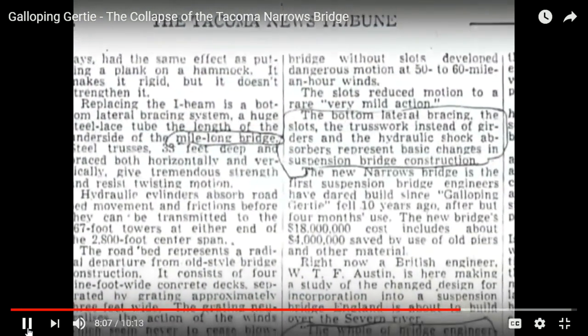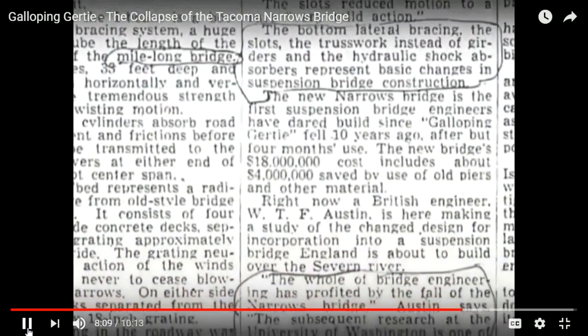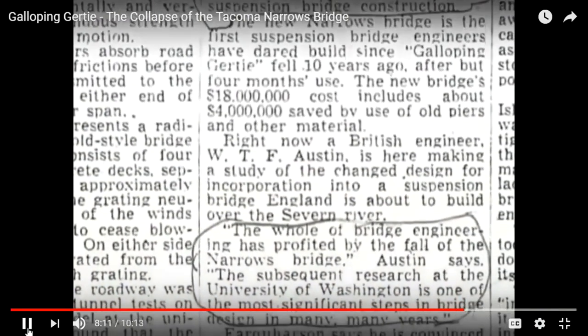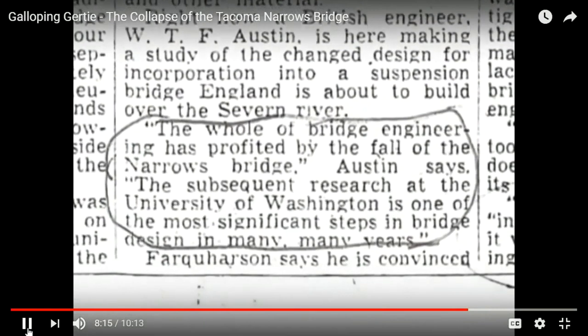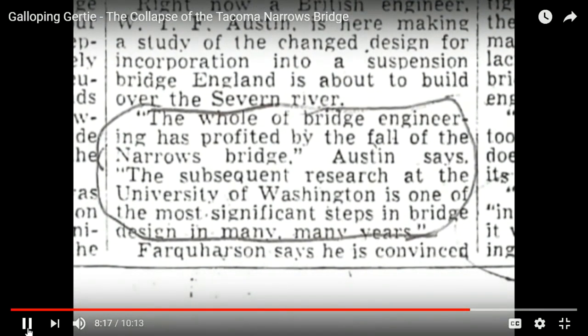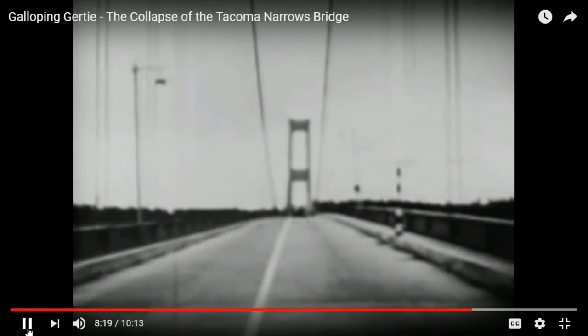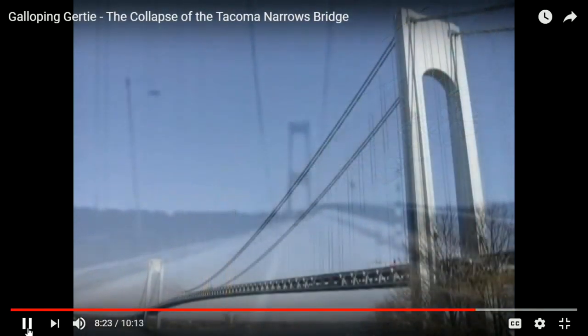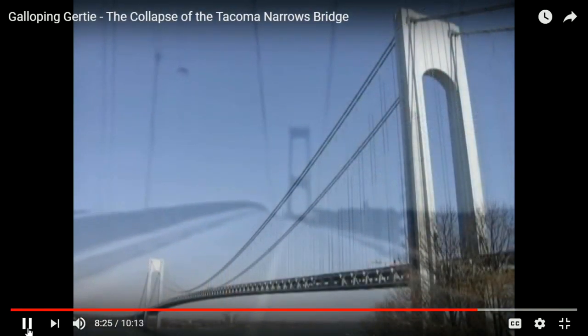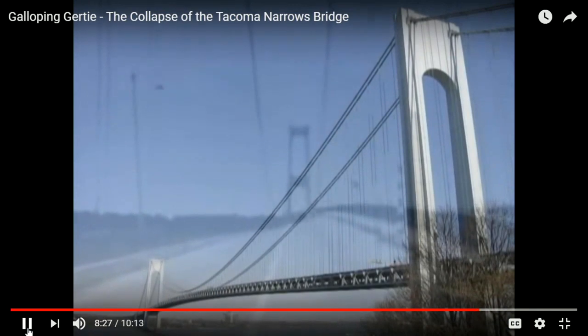Quote, "The whole of bridge engineering has profited by the fall of the Narrows Bridge. The subsequent research at the University of Washington is one of the most significant steps in bridge design in many, many years." Indeed, the Tacoma Narrows Bridge was followed by the Mackinac Strait Bridge and the Verrazano Narrows Bridge, both benefiting directly from the lessons it taught.